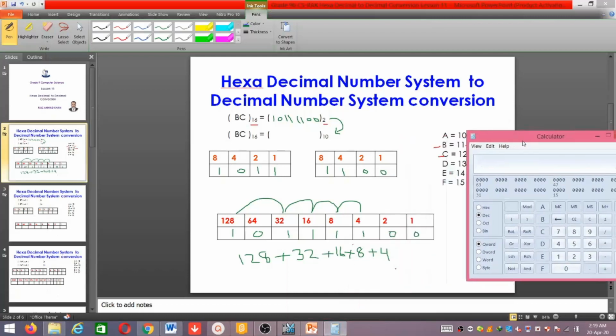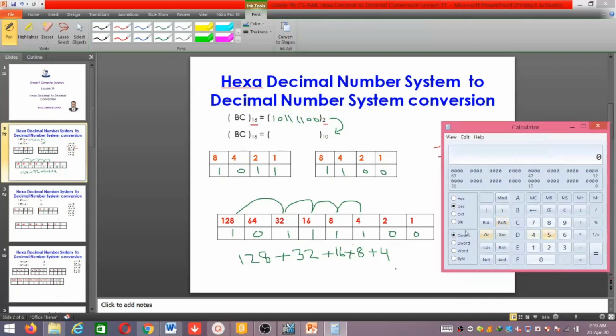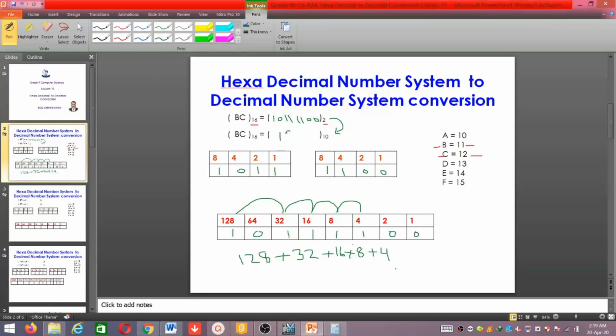So I will add these numbers. Let's see. 128 plus 32 plus 16 plus 8 plus 4, and your answer is 188. Let me write the answer here, 188.